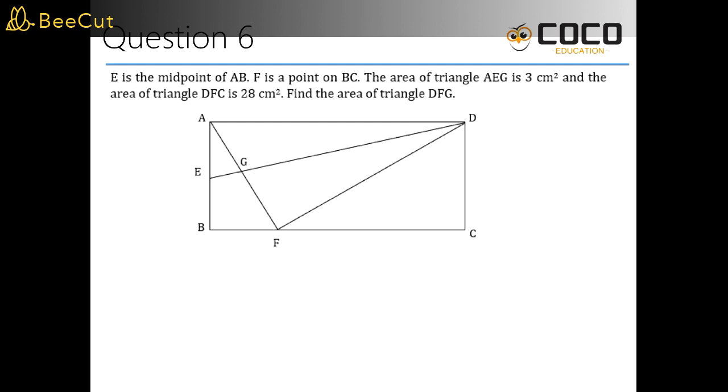In question 6, the area of triangle AEG is 3 cm squared. The area of triangle CDF is 28 cm squared. First, let's connect the line EF. Let's say the area of triangle EGF is 1U. Because E is the midpoint of AB, AE equals BE. This means the area of triangle AEF equals the area of triangle BEF, so triangle BEF will be 1U plus 3. They are the same area.